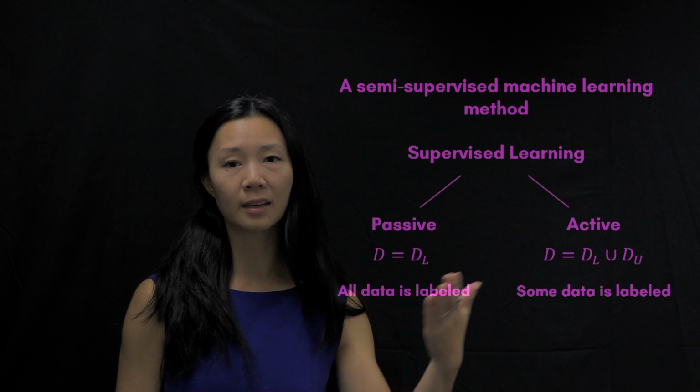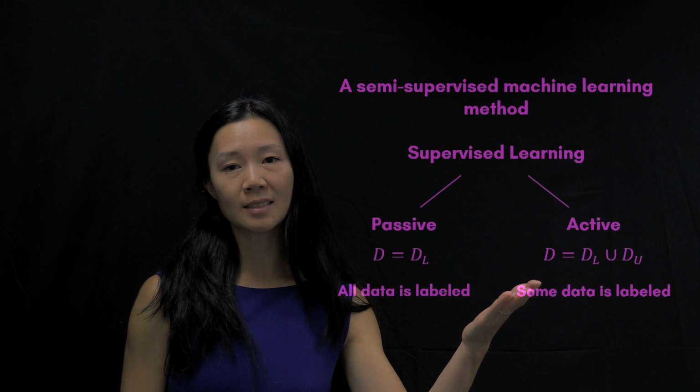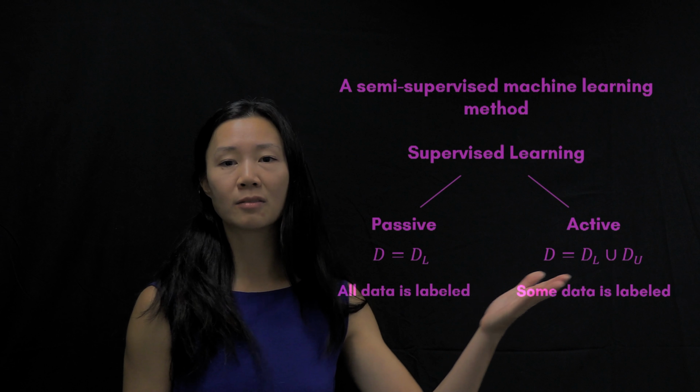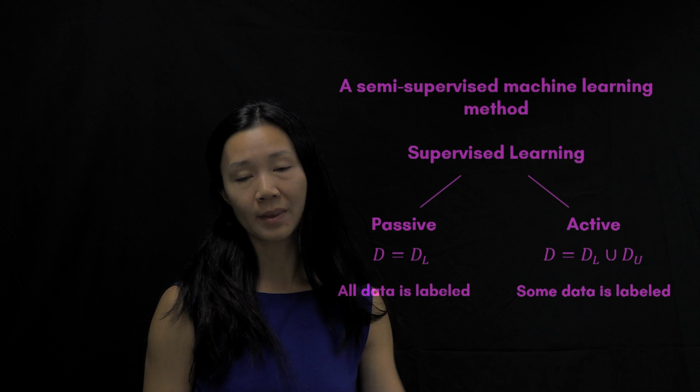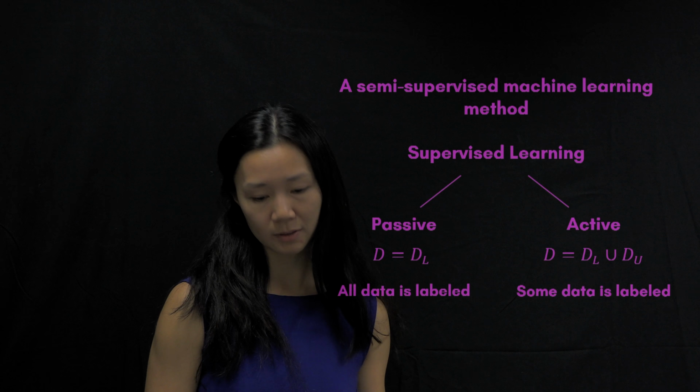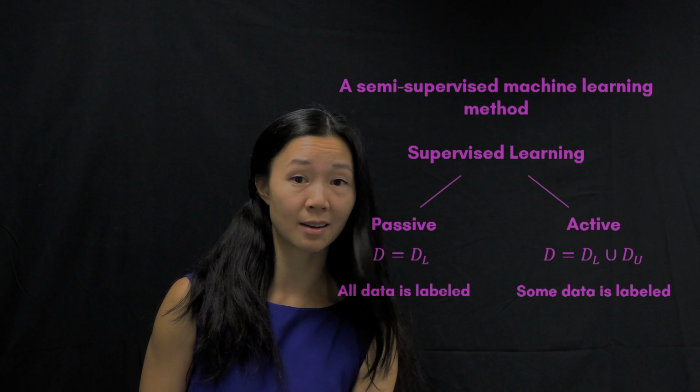In active learning, what's different is that D, your data set, consists of not only some labeled data set, but it's a union of unlabeled data as well. So some of your data is labeled, and you have access to unlabeled data.